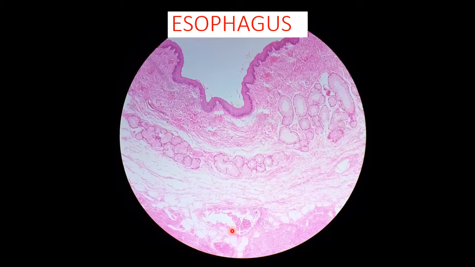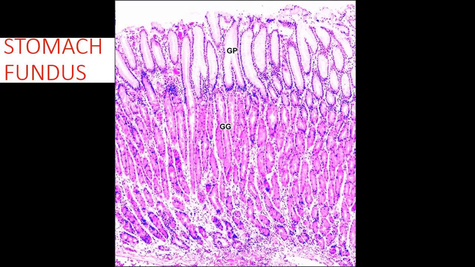upper one third part and the slide prepared, there we can identify that the muscularis externa consists entirely of skeletal muscles. But if the esophagus has been taken from the middle one third, we can identify half of it as skeletal muscles, and in some places smooth muscles. But if the esophagus tissue has been collected from the lower one third, the outer layer of the muscularis externa consists entirely and strictly of smooth muscles. So that is about the esophagus identification.